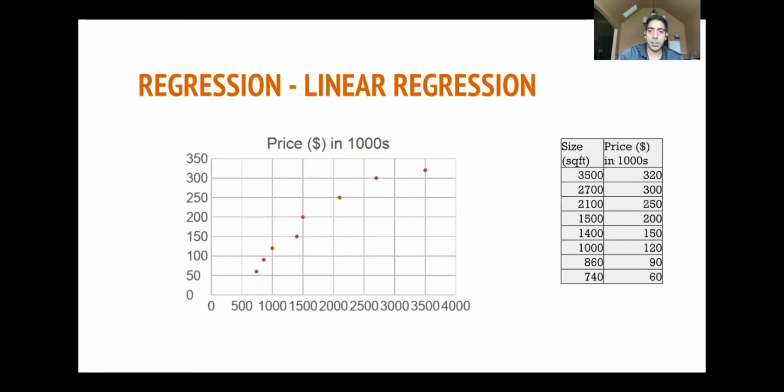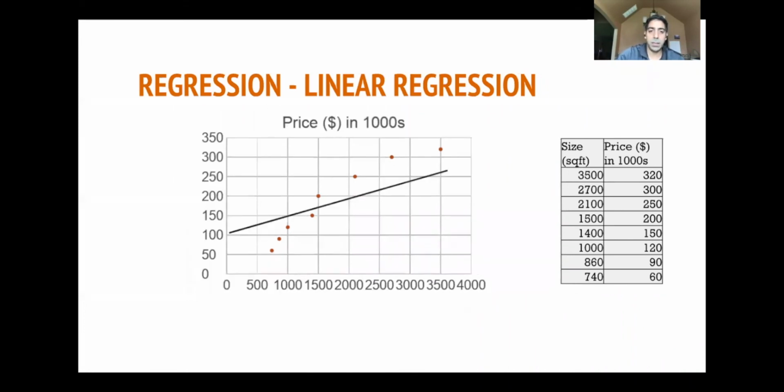So in the case of house prices, let's say, for example, we have data about the square footage of a house and the price that the house was sold for. So we present that in a graph, and then we'll try to find the best line that will fit this data. So first, we'll just draw any line like this, and clearly it's not very good.